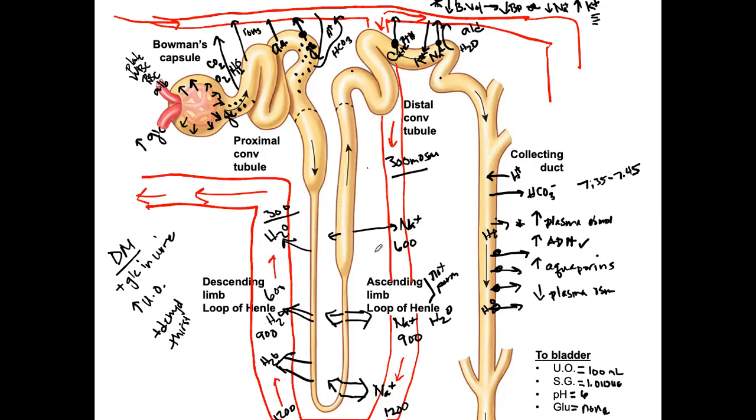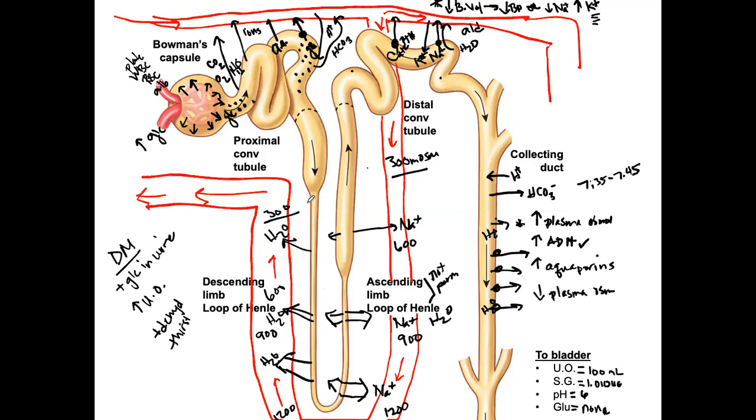Animals who live in the desert, like kangaroo rats or camels, have a really, really long loop of Henle so that they can maximize water reabsorption. A lot of the water is pulled into the proximal convoluted tubule, but don't underestimate this loop of Henle.